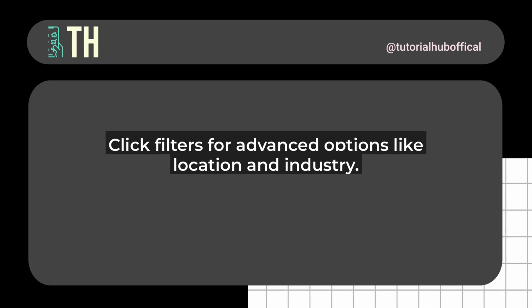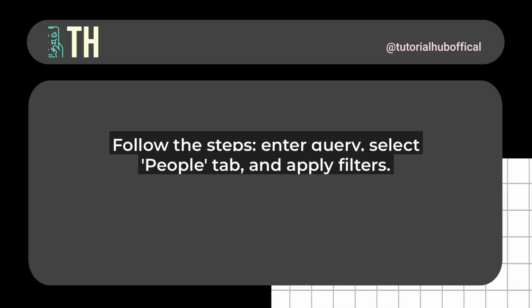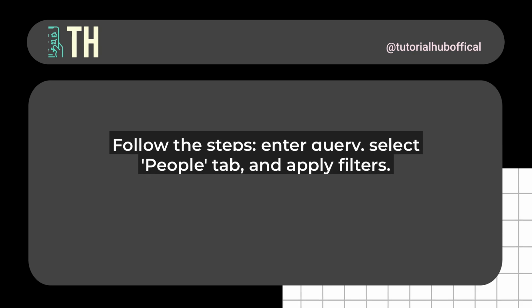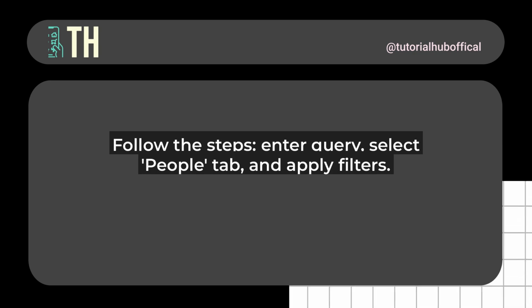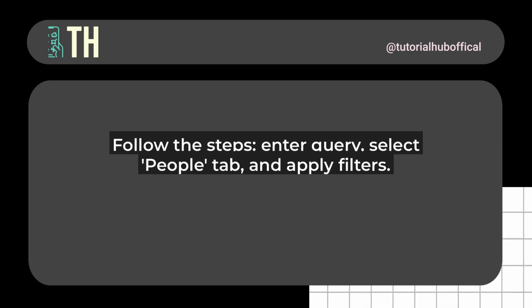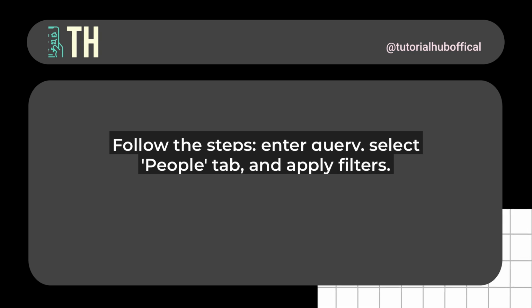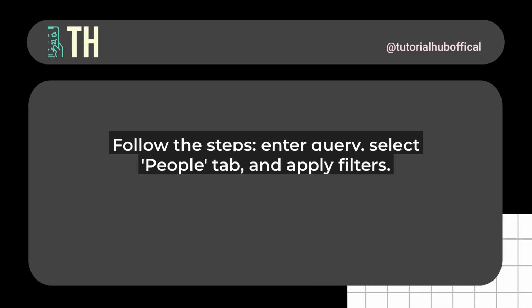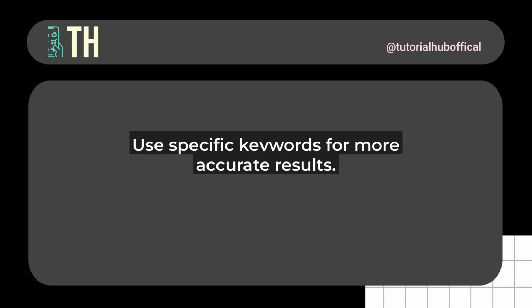Let me break it down step by step. 1. Enter your search term in the bar and hit enter. 2. Select the People tab to focus on individual profiles. 3. Apply filters like Location or Connections for precision. 4. Scroll through the results and preview profiles before diving in.